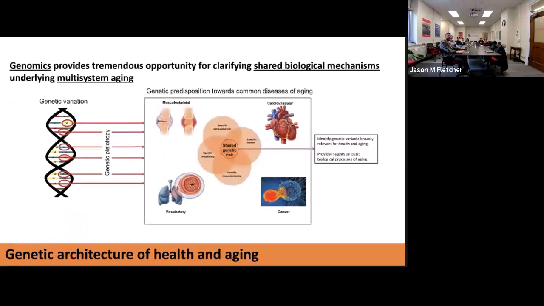So in that regard, genomics provides a tremendous opportunity for clarifying general or shared biological mechanisms underlying system aging. A formal investigation of how genetic variation, and more specifically how genetic pleiotropy, increases the risk for multiple chronic conditions across diverse organ systems can be useful to identify genetic variants broadly relevant for health and aging, and to potentially provide critical insights into general aging processes.